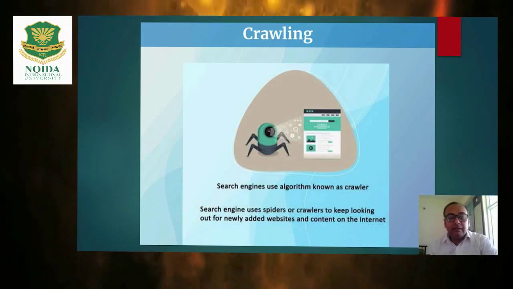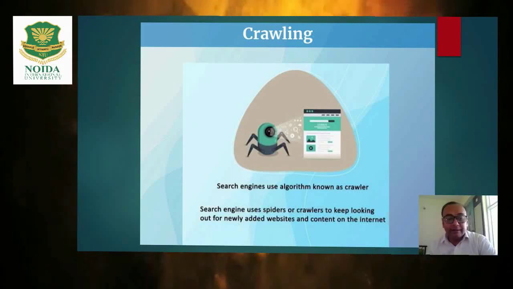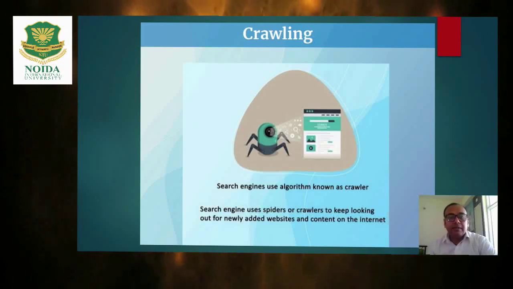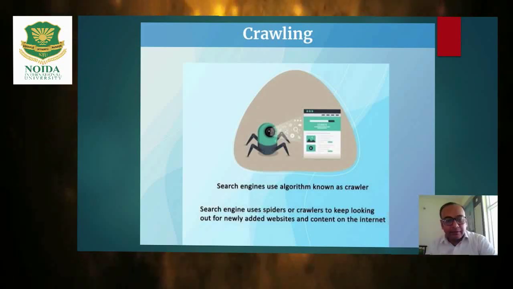As for search engines, you crawl the website, like if you go up and down and see what information is being provided. So search engines use algorithms as crawlers, because the artificial intelligence designed by the company uses the algorithm for how you are searching the net, actually searching the search engine. So a search engine uses spiders or crawlers to keep looking out for newly added websites and content on the internet.